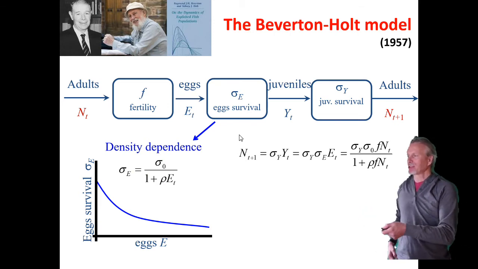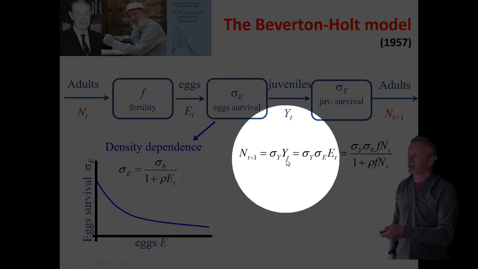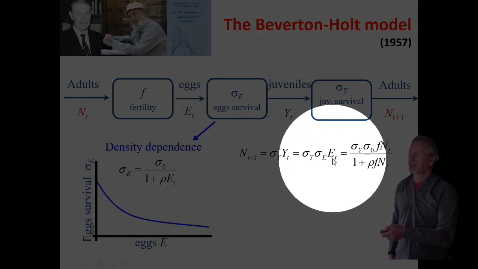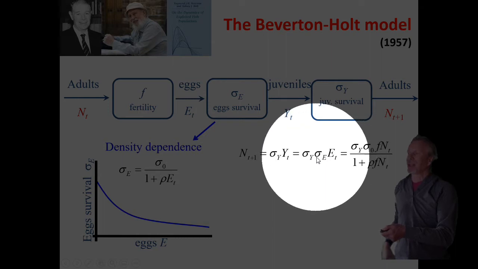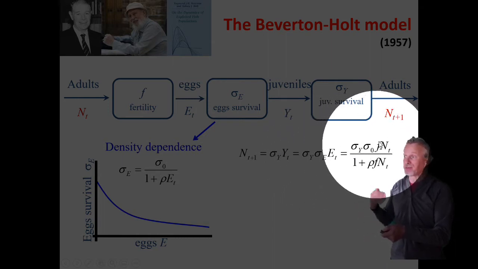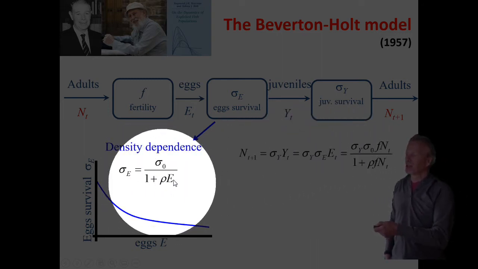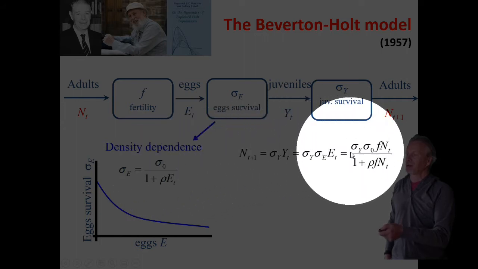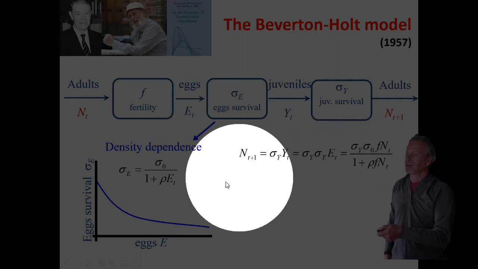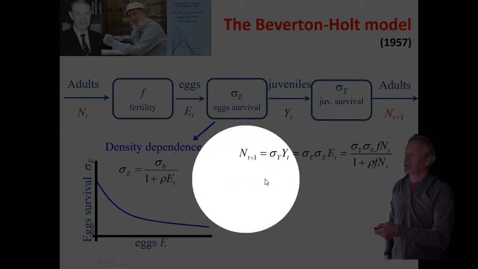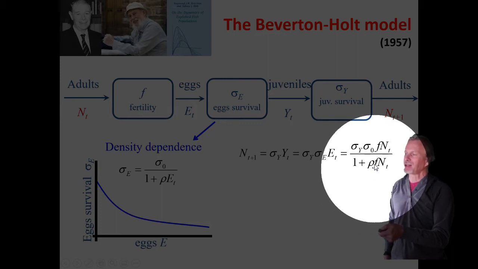The number of individuals at time t plus 1 is equal to the number of juveniles in the previous generation multiplied by their survival. But how many juveniles are there? Well, it's sigma_E times E, okay? So E is equal to F times N, assuming that F is already discounted for the sex ratio. This needs to be explicitly stated. And for sigma_E, we use the hyperbolic expression that we found before, okay? And so in the denominator, we're going to have rho times E, which is actually equal to rho times F times N, the abundance of the population at the previous time step.